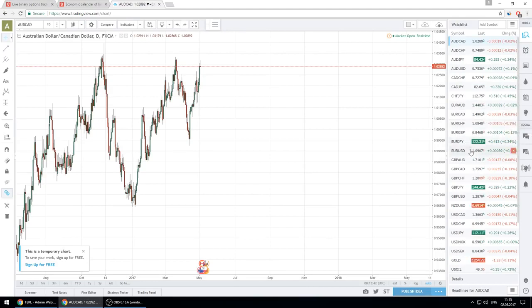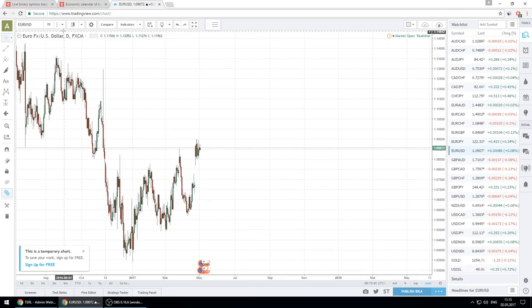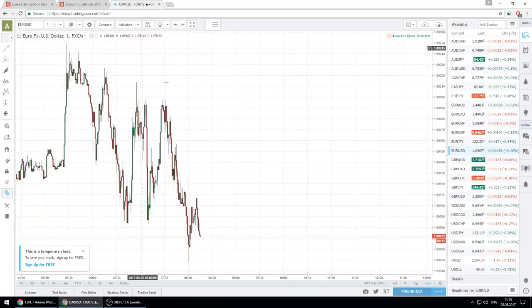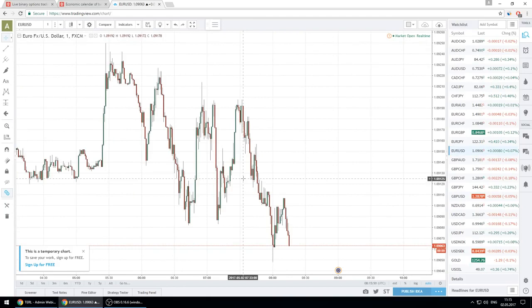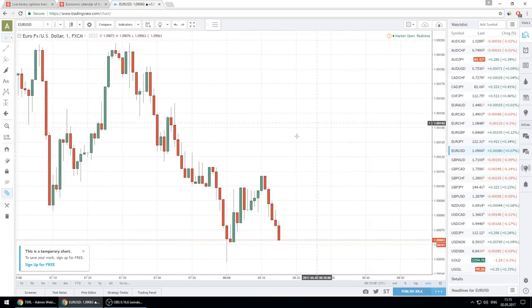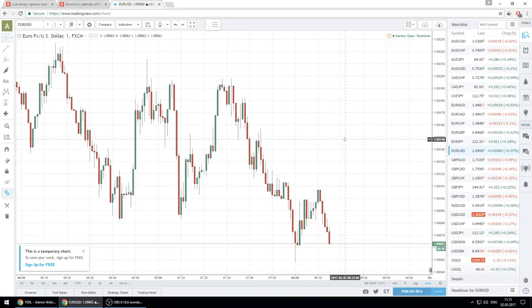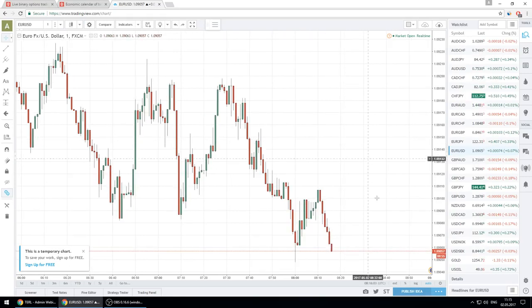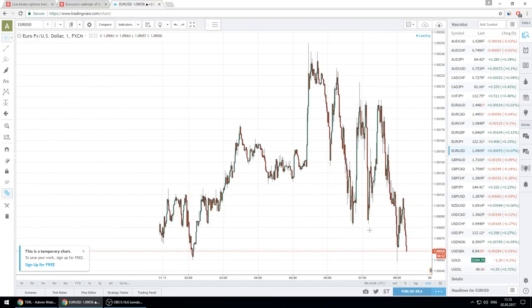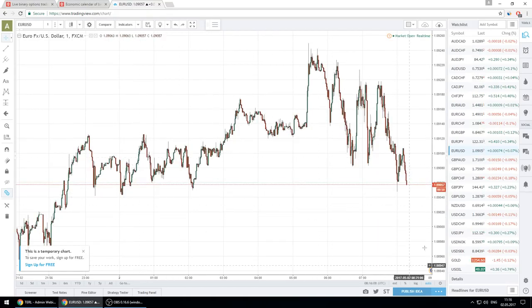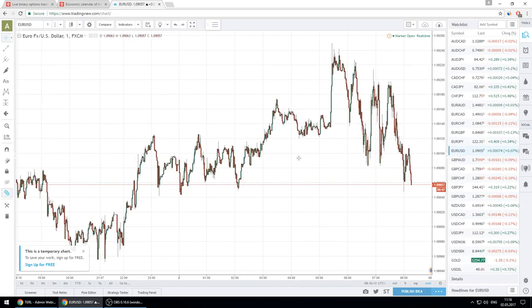Let's open the chart for euro, American dollar, and 1 minute time frame. So basically here you see that it's really hard to say where it's gonna go, up or down, because on 1 minute there is like no significant, how would you say that, influence of the market.